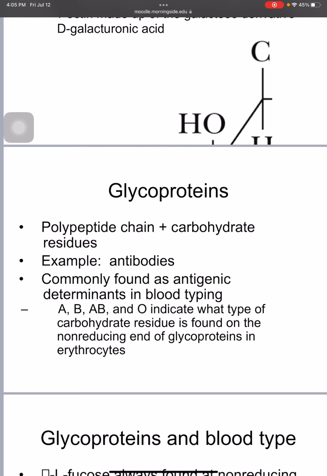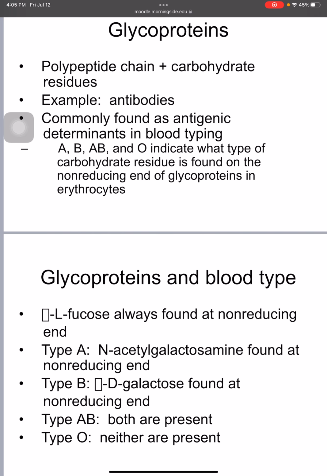Basically, what is happening here is that you have these polypeptide chains, these protein chains, and at the ends you can find certain sugar caps. If you look at these glycoproteins, there's one particular sugar called alpha L-fucose that's always found at what we call the non-reducing end of the chain. So that's always there.